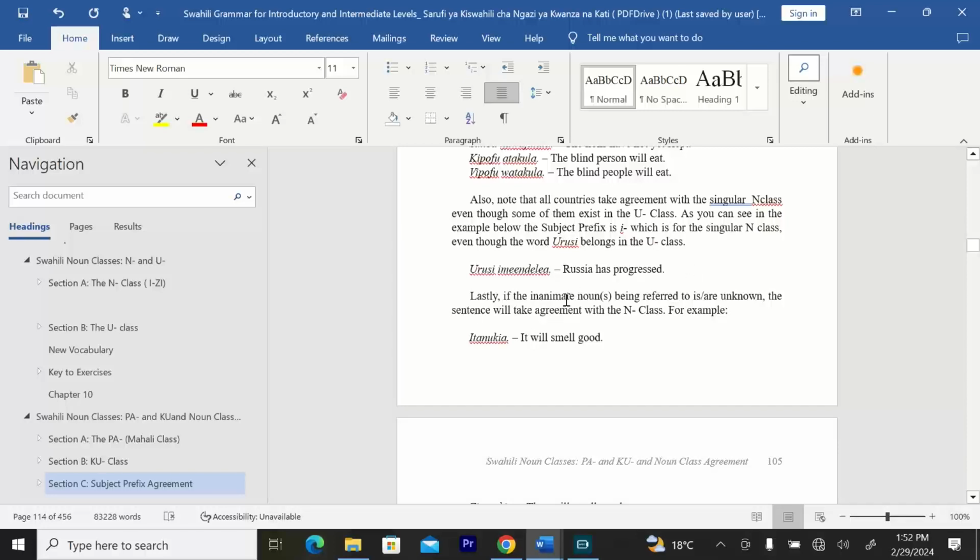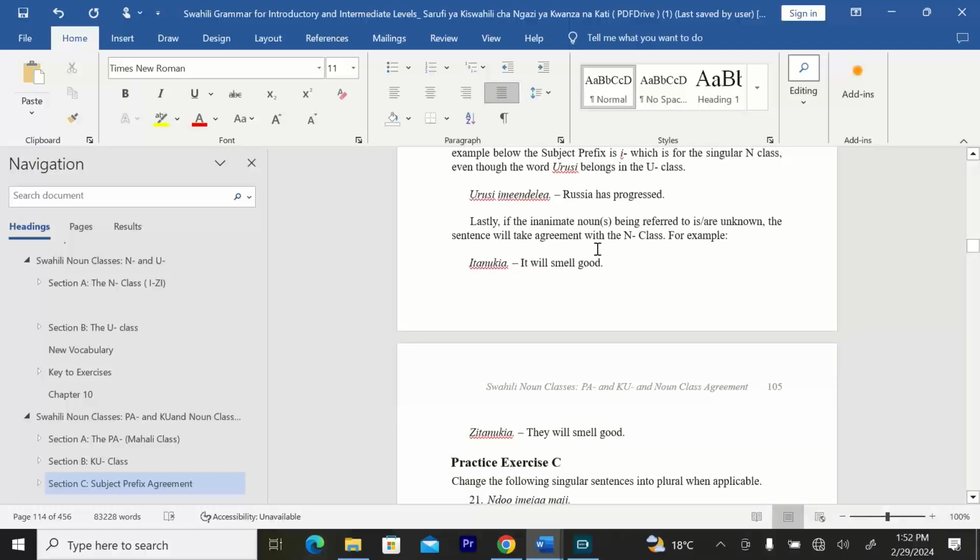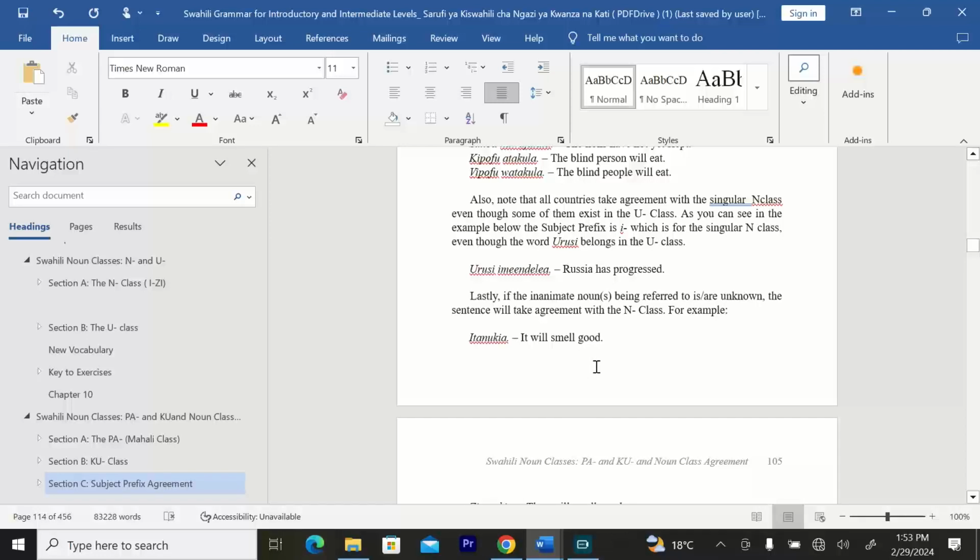Lastly, if the inanimate nouns being referred to is or are unknown, the sentences will take agreement with the N class. For example, itanukia. Remember this we said is i, alright? Itanukia, it will smell good. In plural will be zitanukia. Well, that marks the end of the subject prefix agreement. I hope you've understood something, and I hope to see you in the next class. Until next time, bye-bye.